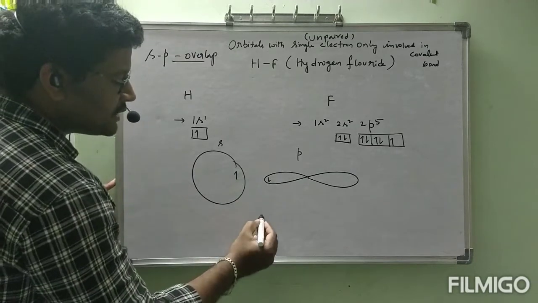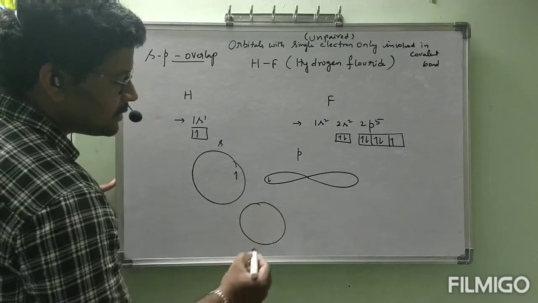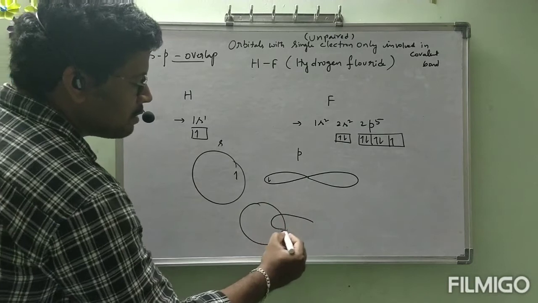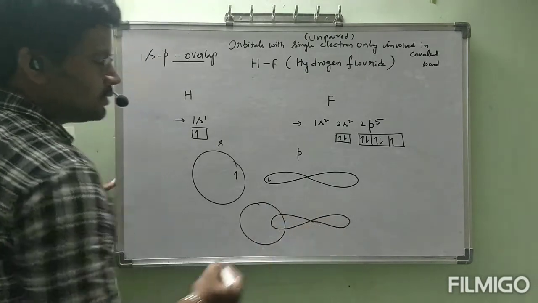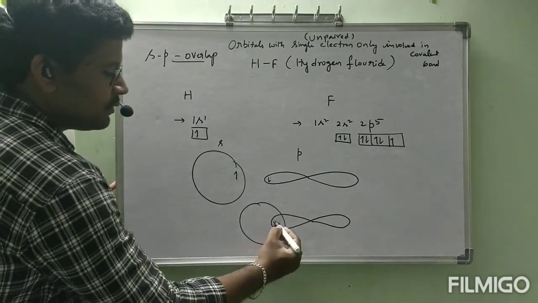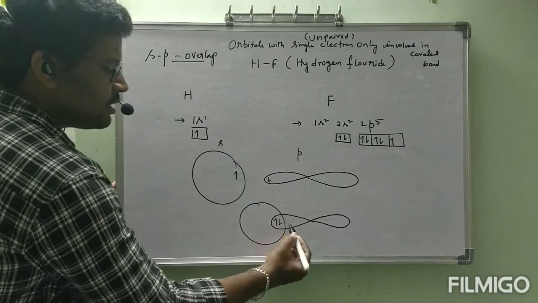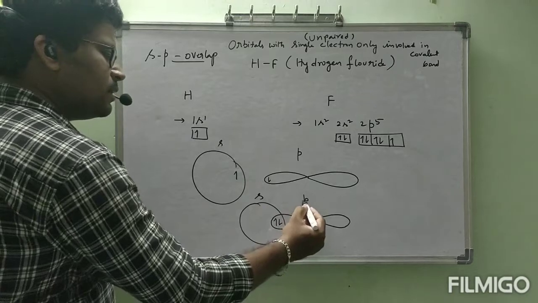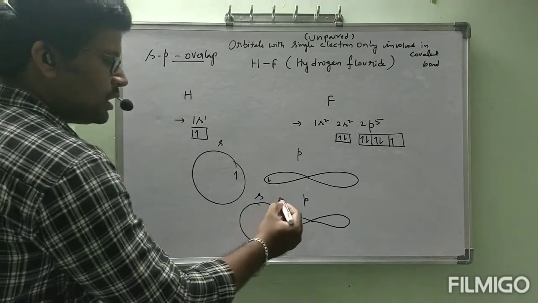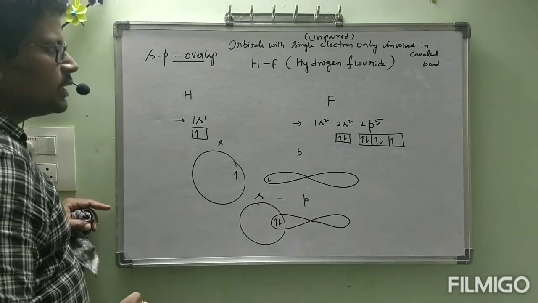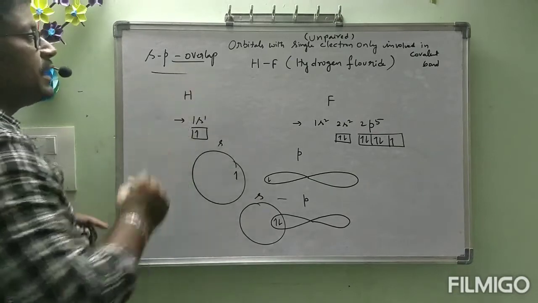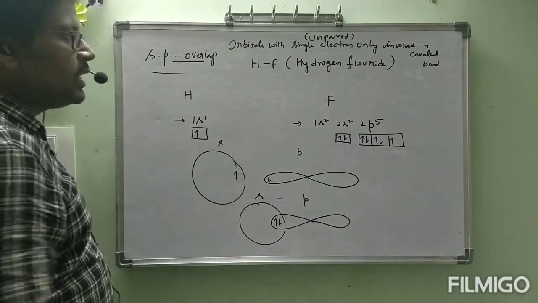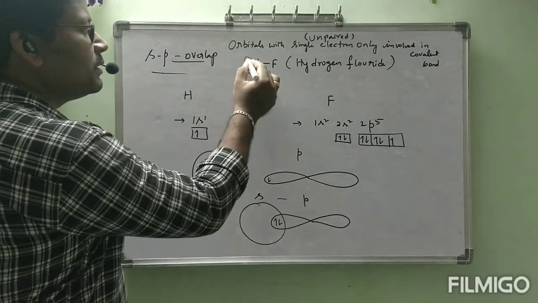Then this is the result. This is the s orbital, this is the p orbital. One is in clockwise direction and another one is in anti-clockwise direction. The s orbital of hydrogen and the p orbital of fluorine are involved in overlapping. The type of overlap is called sp overlap. In that way, HF molecule is formed.